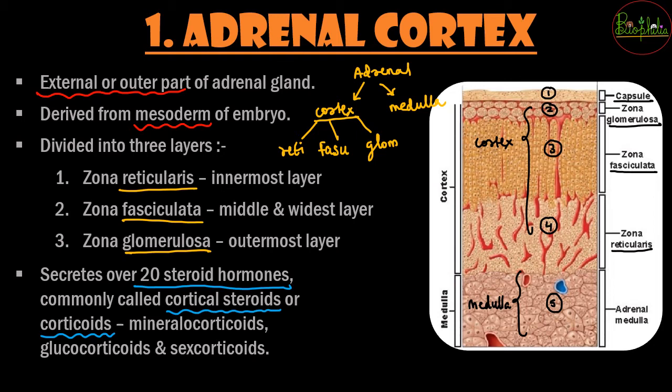So once we understand, the reticularis is going to release the sex corticoids, and then once we go to the fasciculata, the middle layer, we will see that it is releasing glucocorticoids. After glucocorticoids, the last layer, that is called as glomerulosa, it is going to release the mineralocorticoids. So now you know what are the layers and what sort of hormones will be released from these layers. So now one by one we will discuss in detail about all these corticoids.